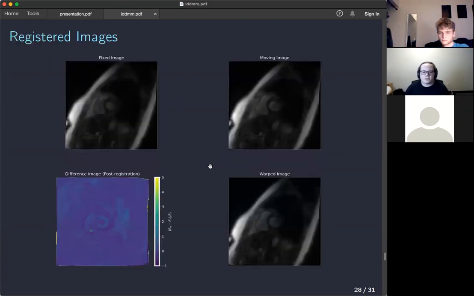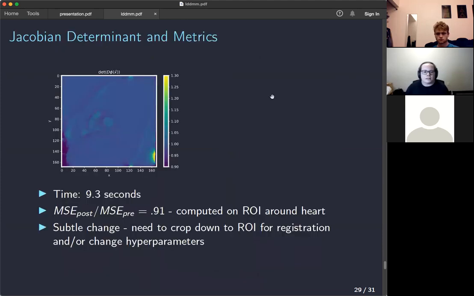Now, after doing the registration, it's definitely a subtle change. There's not a ton of change in our difference image, but it means it's doing something. The algorithm isn't giving up, which is great, which means there's room for tuning. I can show you the Jacobian determinant here, which is taking values between 0.9 and 1.3, which means it's doing a pretty small deformation, but it's doing it in exactly the right areas, which is good. This took me about 10 seconds, and we dropped the mean squared error metric to about 0.9 of its original value, which is cool.